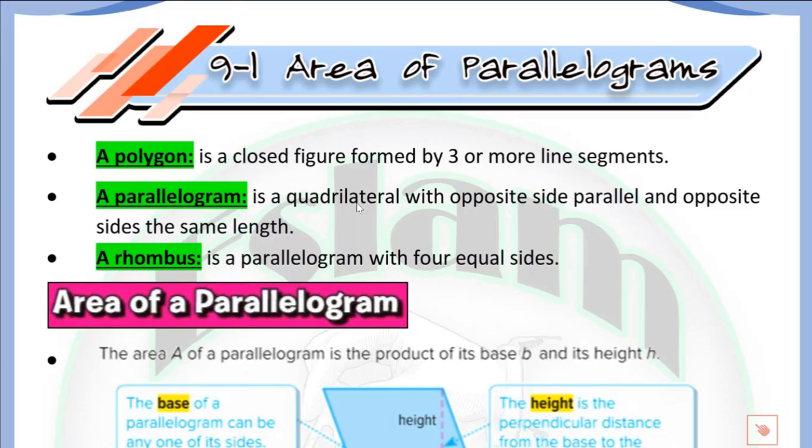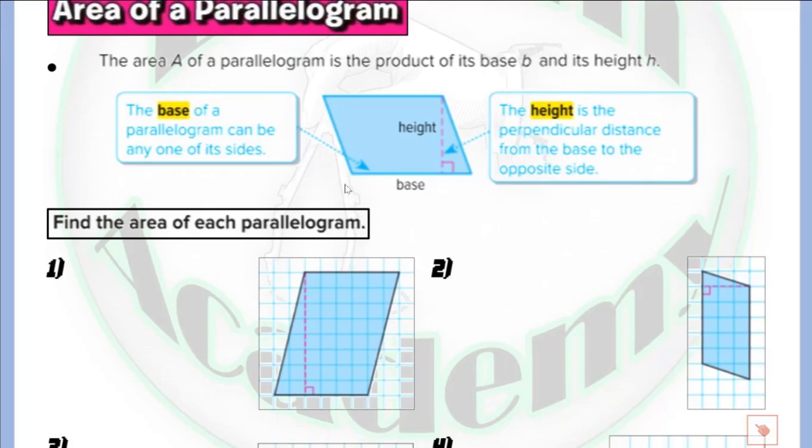To find the area of the parallelogram, we need to multiply the length of the base by the corresponding height. The height is the length of the line segment joining the two parallel bases.